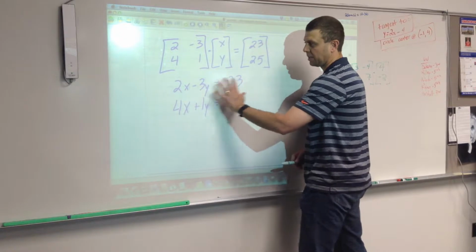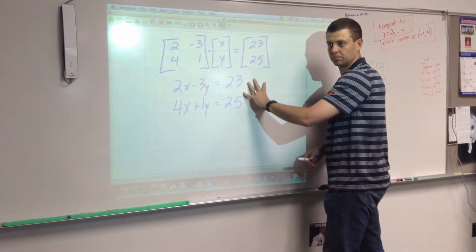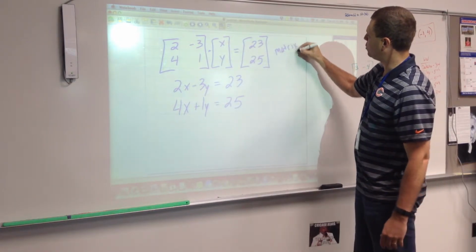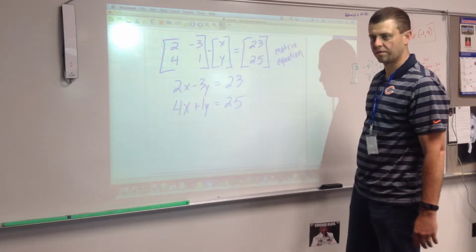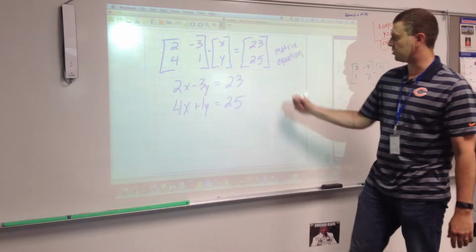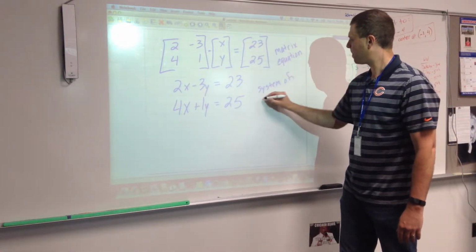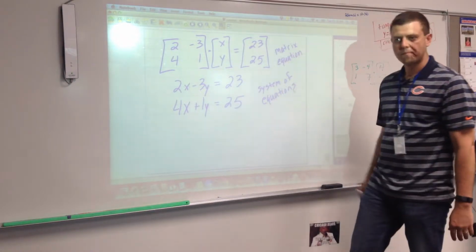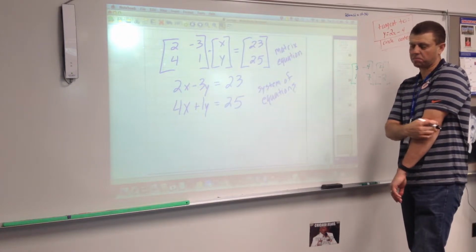So, alright, everybody understands that this is the same thing as this. This is called your matrix equation. This is just your basic system of equations. They say the exact same thing.